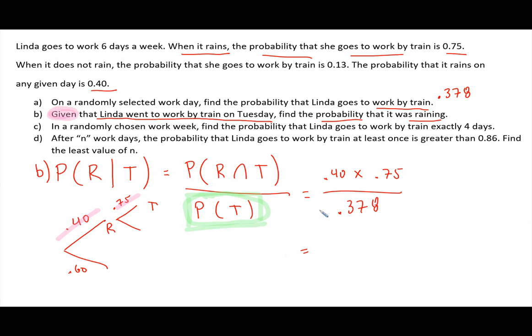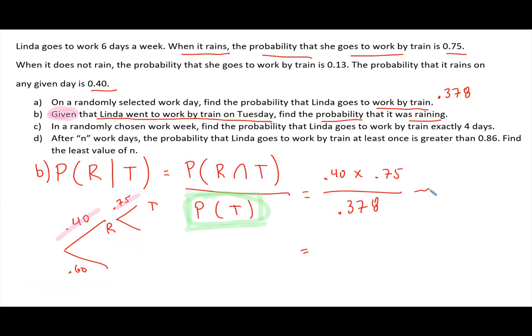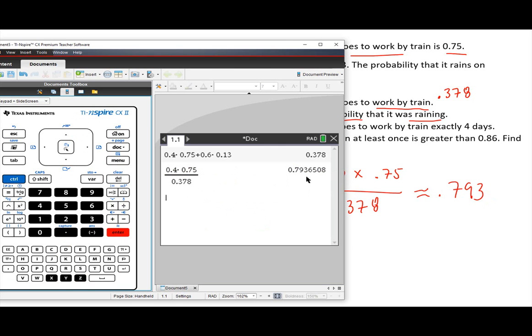So if we calculate this right here, we've got 0.40 times 0.75. Then on the bottom we've got 0.378, right? So that'll give us 0.793, approximately 0.79365.